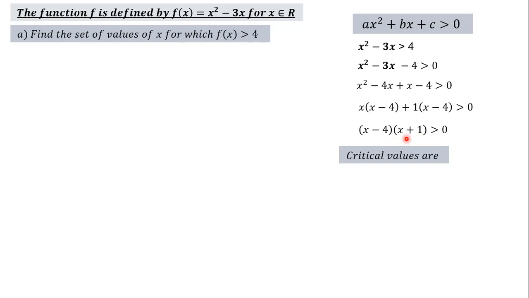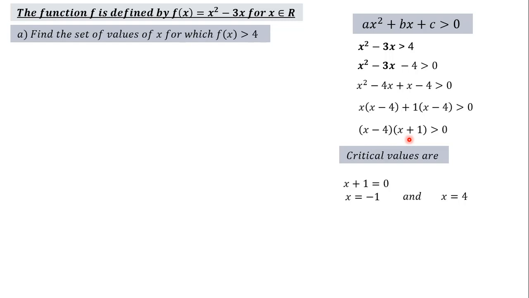Now if we set the factor x plus 1 equal to 0, what are we going to get? x plus 1 equals 0, which means x is equal to minus 1. Now if we set x minus 4 equal to 0, we are going to get x equals 4. Remember students, critical values are the values where the left hand side of the inequality becomes 0. Meaning if I replace x with minus 1 or I replace x with 4, this expression becomes 0.